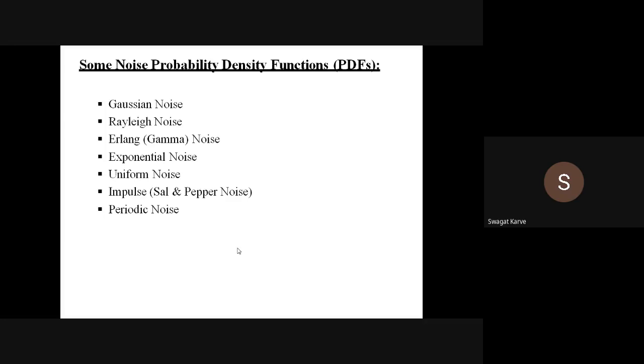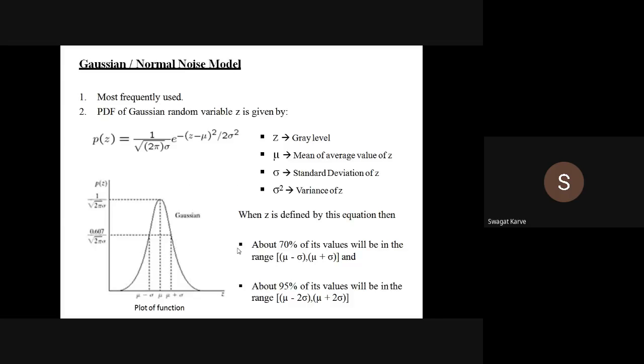So the first one is Gaussian noise, the second is Rayleigh noise, the third is gamma noise, then exponential noise, then uniform noise, then impulse noise. Impulse noise is also known as salt and pepper noise. Then there is periodic noise, right? So these are the major types of noise that affect your image, and we can call that image a degraded version. Okay, so one by one we will look at their noise density functions.